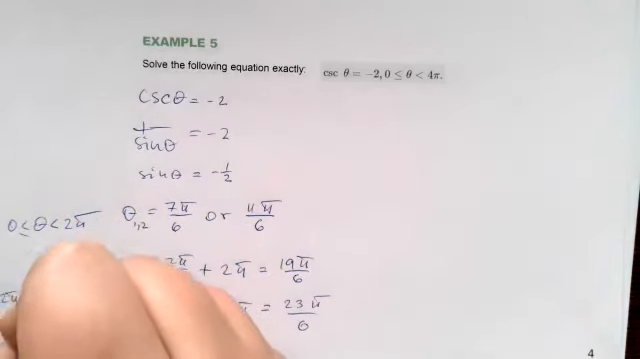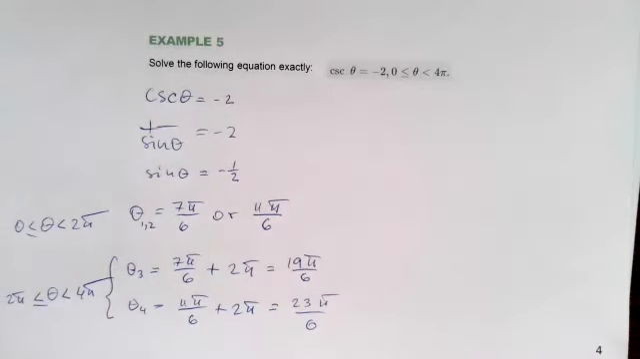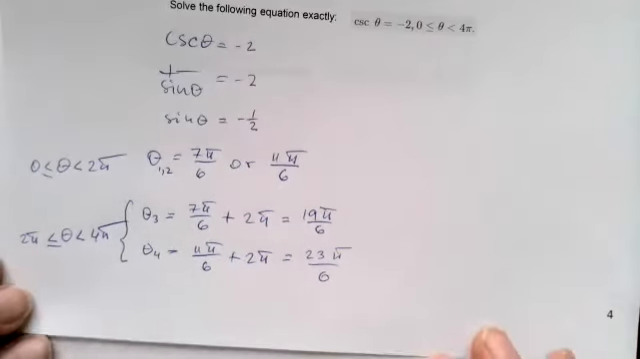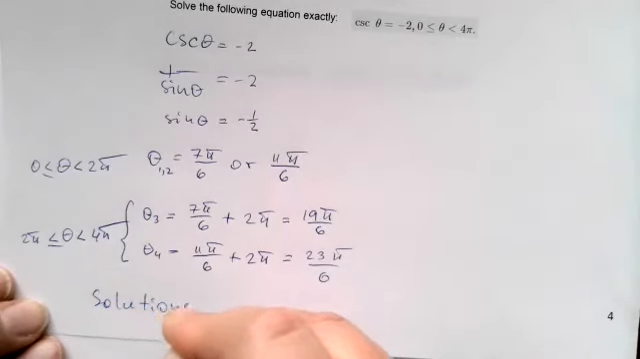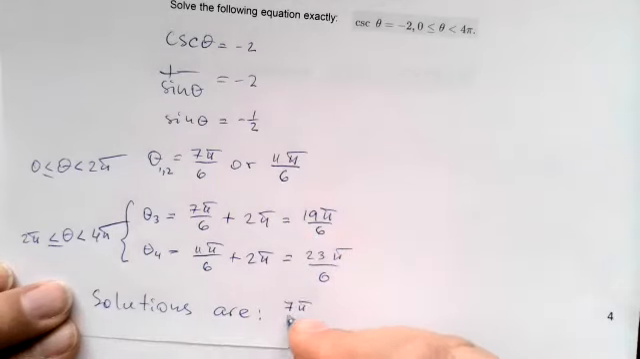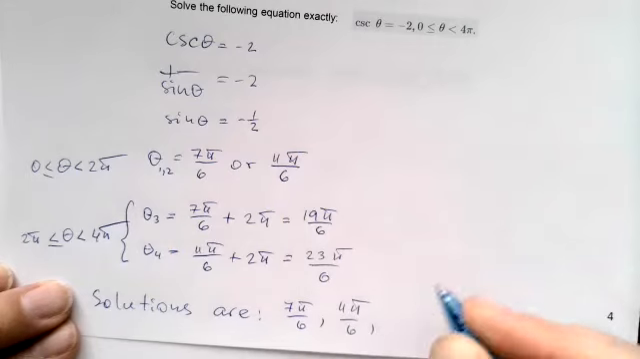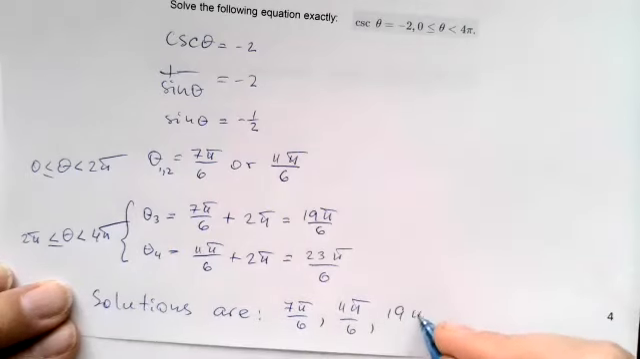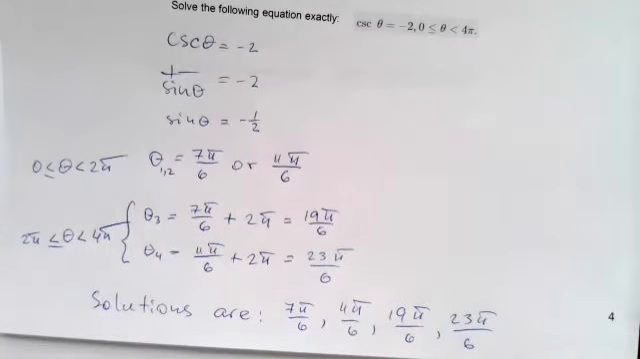All right. So now we can actually write all of the solutions and list them. So the solutions to this equation are 7 pi over 6, 11 pi over 6, 19 pi over 6, and 23 pi over 6. So 4 solutions.